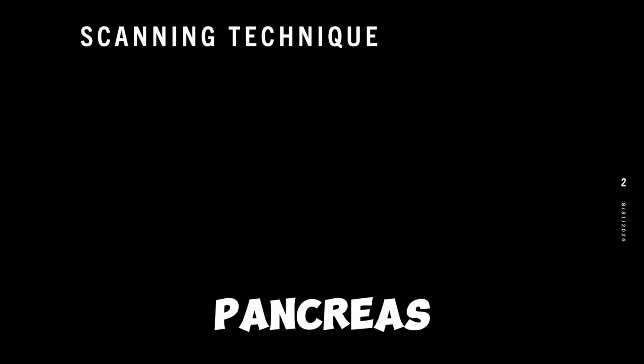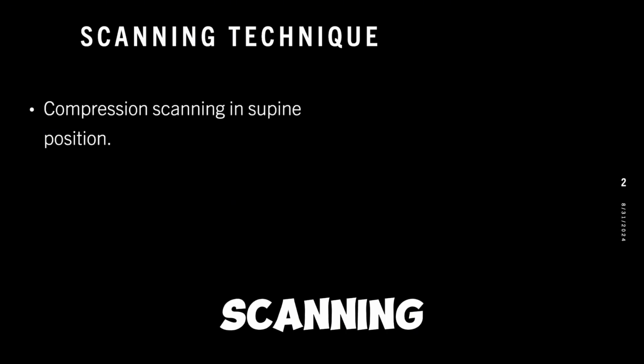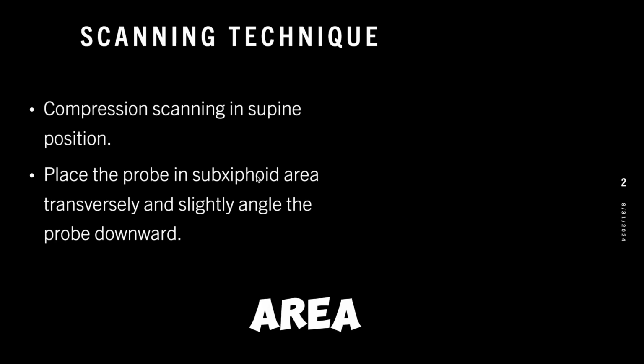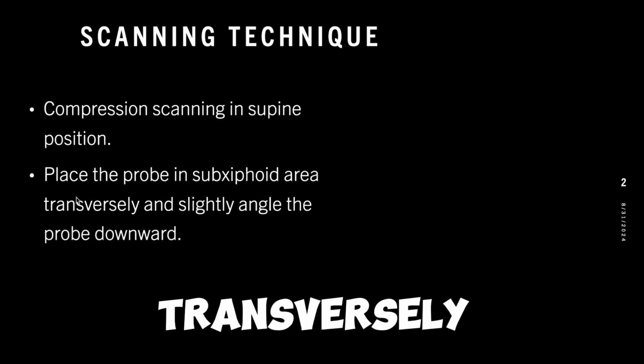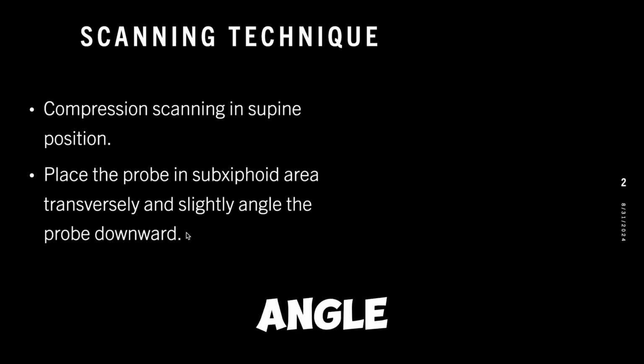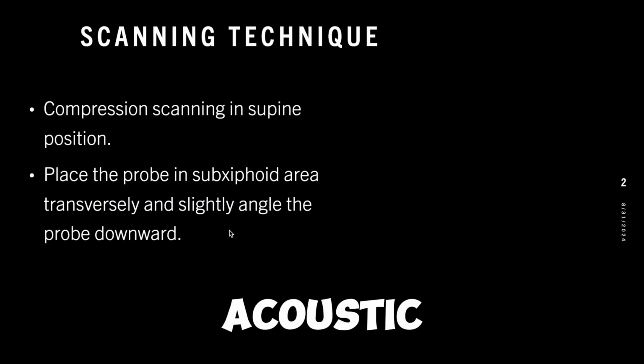Visualization of the pancreas may be difficult because a major part of the pancreas is retroperitoneal and it is located behind the large bowel. Due to that, we use a special technique called compression scanning. We place the probe in the subxiphoid area, just below the xiphoid process. So we place the probe transversely. If we slightly angle the probe downward, we can visualize the pancreas. In that case, we use the left lobe of the liver as an acoustic window.